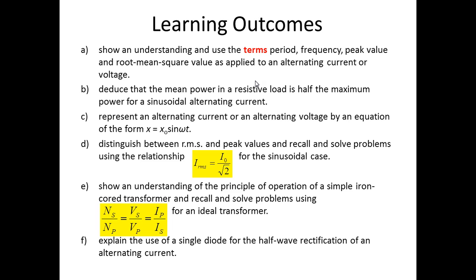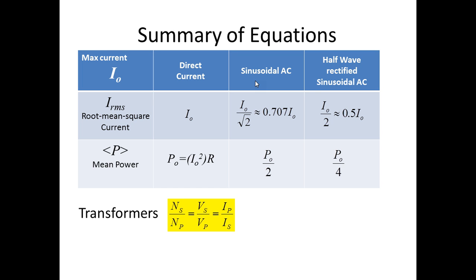Right, so this is what we have done in the 2 lectures and in the multiple recorded videos. And this is a summary of everything. For direct current, the root mean square current will just be, for constant or uniform direct current, the maximum current, since it does not change. And the mean power will just be the maximum current squared times R, since the current does not change.